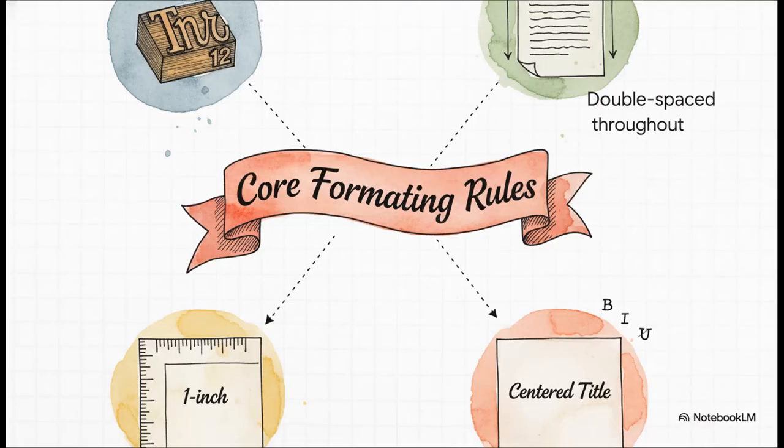And for the rest of the paper, consistency is everything. These are the core rules. You're going to use a standard readable font like 12-point Times New Roman. Everything, and I mean everything, is double-spaced. Keep your margins at a clean 1 inch on all sides. And your title? Just center it. No need to get fancy with bold, italics, or underlining. These simple rules make your paper so much easier to read.